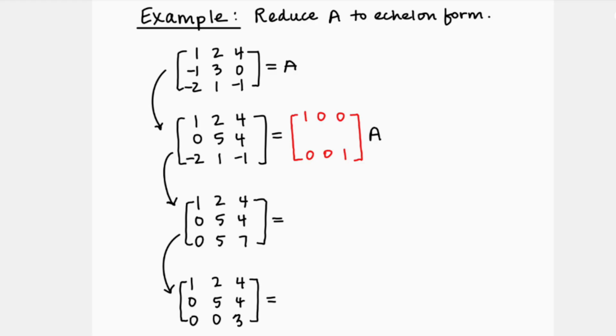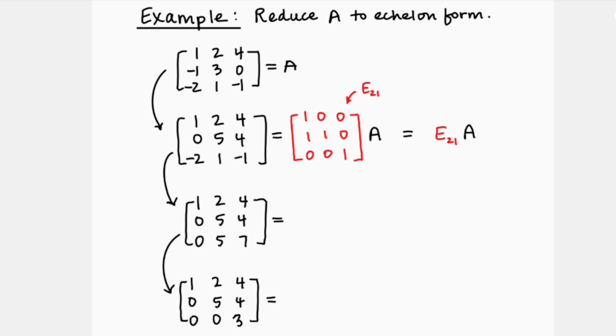What happened was I added row 1 plus row 2, so that would be the middle row. It's the middle row because it produced that row right here in the product. I am going to call that E21, and just to keep track, I'm going to call that E21A.